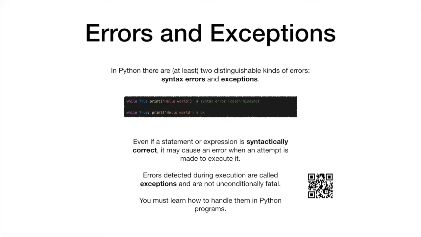In Python there are two kinds of errors: syntax errors and exceptions. Let's see an example of a syntax error.